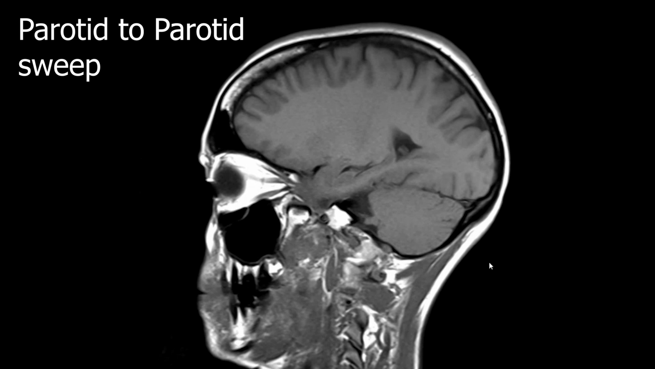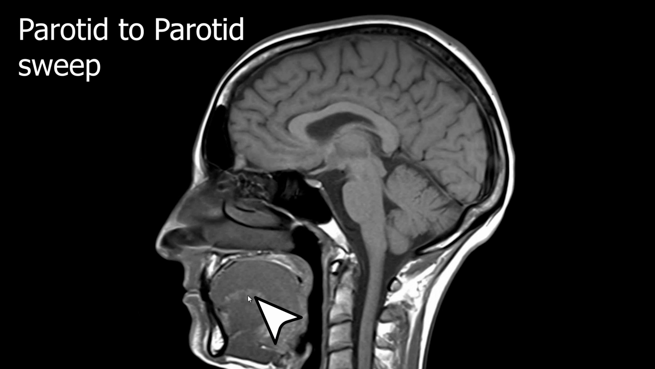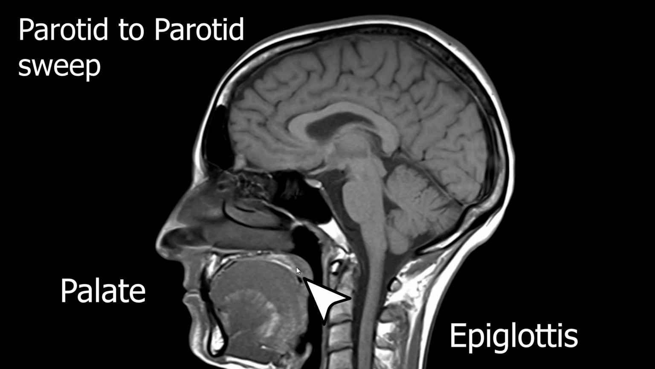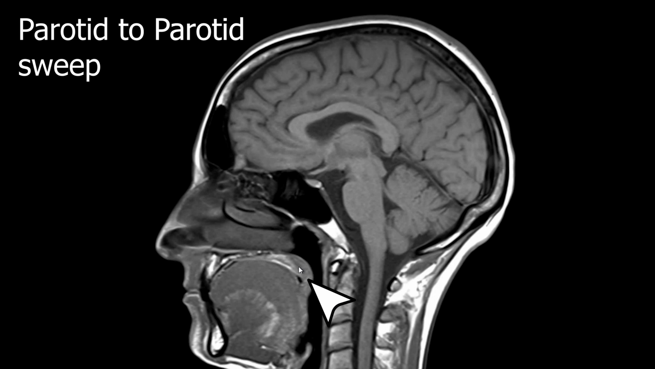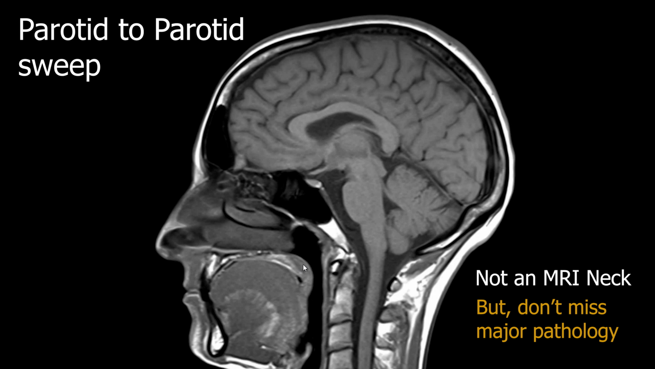Then we turn our attention to oral tongue, base of tongue, epiglottis, hard palate, and soft palate. I understand that this is not a dedicated MRI of the neck, but we should not miss major pathology or large masses within these structures.